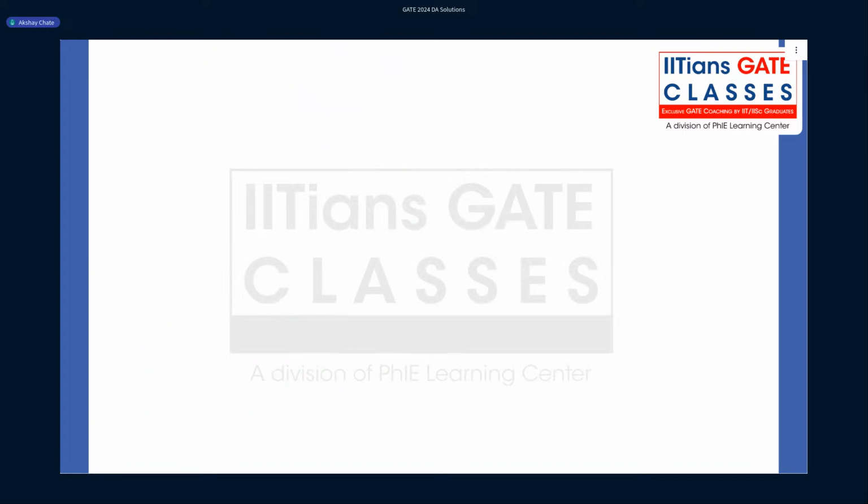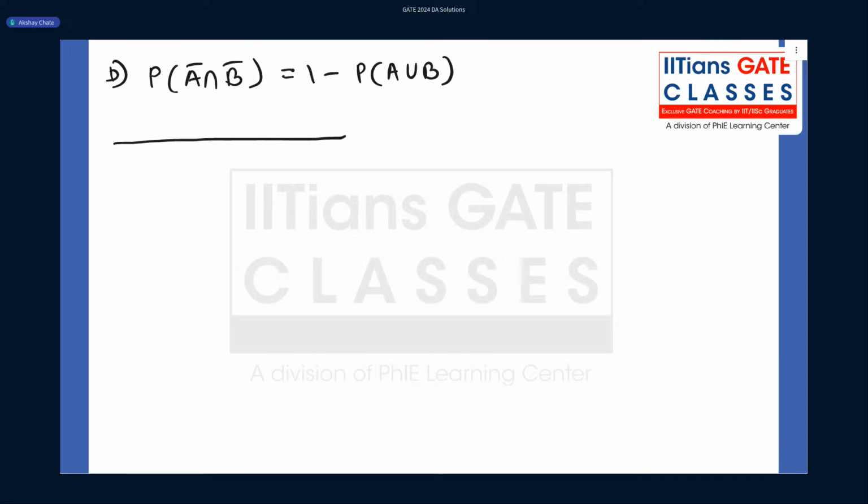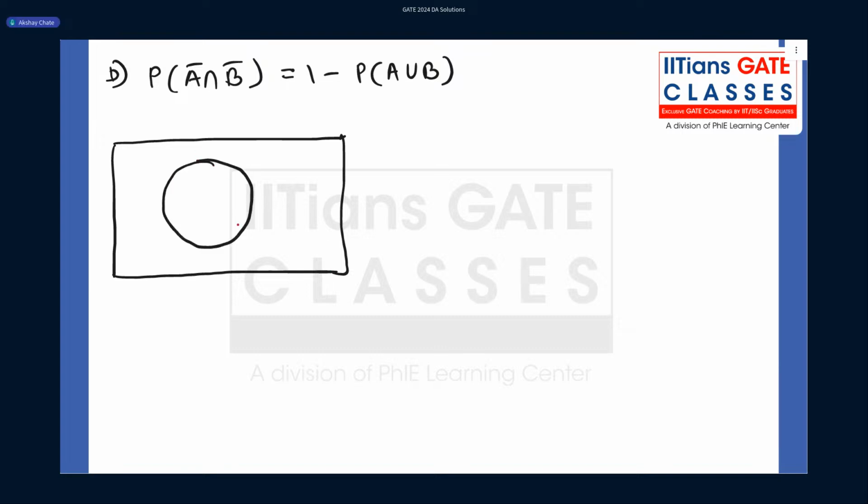Now option D, in which they are asking about the probability of A complement intersecting with B complement. There is a direct formula that one can use: it is nothing but total probability minus A union B. And how do you come up with that? You can again take the help of a Venn diagram here. The Venn diagram is a very handy tool when it comes to solving these types of questions, because if you don't remember the formula, you can just draw the Venn diagrams and check.